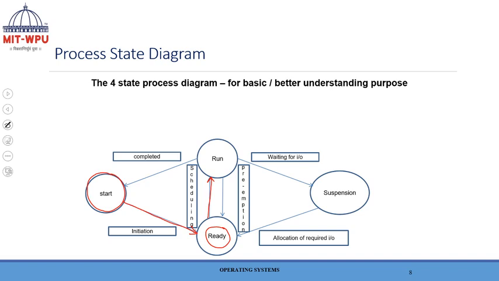In running state, the instructions associated with the process get executed, and if the preemption occurs or the running process requests for the IO device or the services associated with the operating system, then that running process goes into suspension state, or you can call it as a waiting state. That means the processes which are waiting for an IO move from running state to waiting state or suspension state.